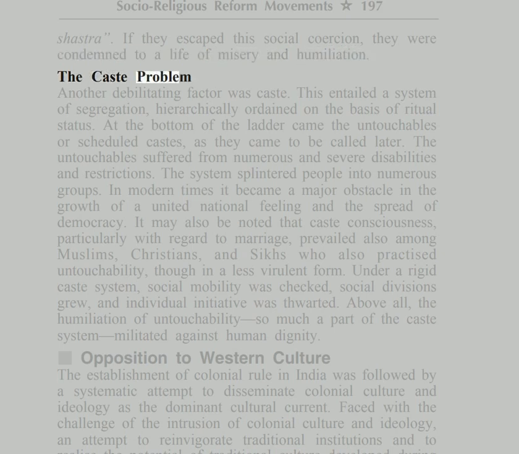The caste problem. Another debilitating factor was caste. This entailed a system of segregation, hierarchically ordained on the basis of ritual status. At the bottom of the ladder came the untouchables or scheduled castes, as they came to be called later. The untouchables suffered from numerous and severe disabilities and restrictions. The system splintered people into numerous groups.